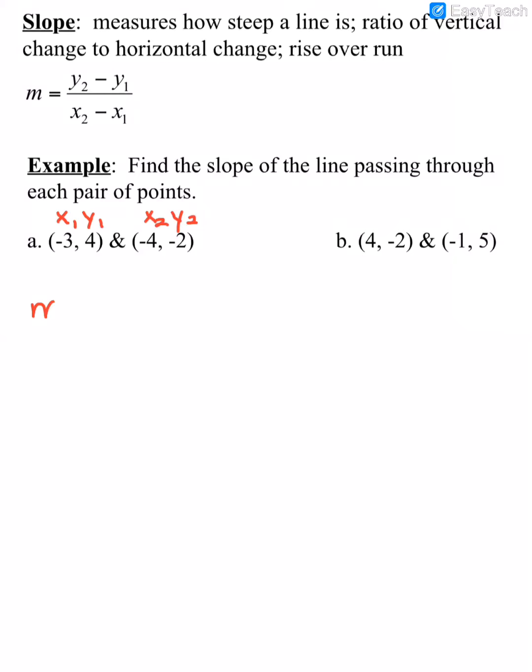Okay, so my slope is going to equal the 2 y's, so that would be y2, which is negative 2, minus y sub 1, which is 4, over x sub 2, which is negative 4, minus x sub 1, which is negative 3. Okay, so negative 2 minus 4 would be negative 6, and then negative 4 minus a negative 3, that would be like plus 3, would be negative 1, and that would simplify to just be a positive 6.